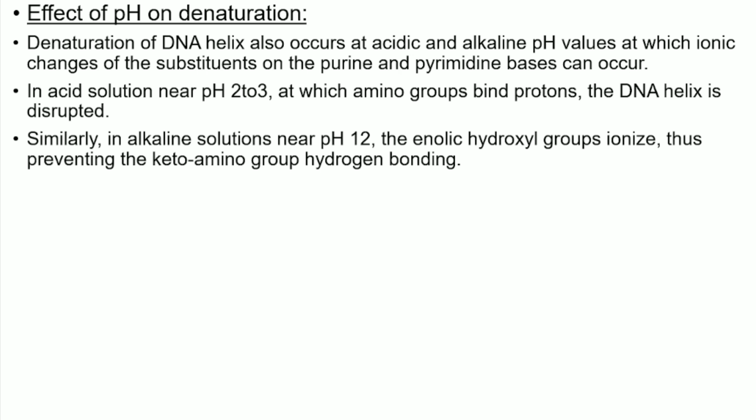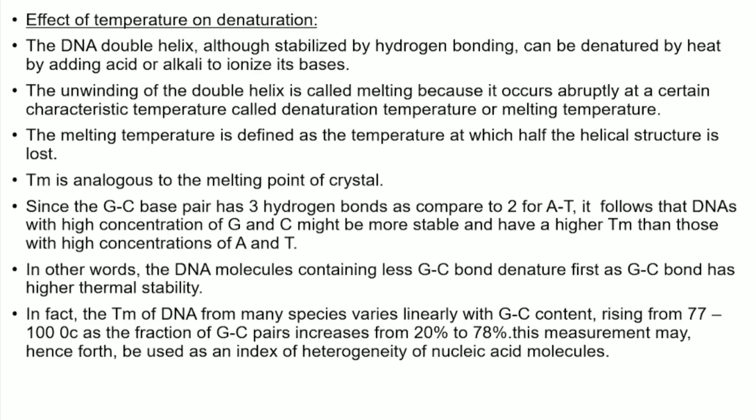The effect of pH on denaturation. Denaturation of the DNA helix also occurs at acidic and alkaline pH, at which ionic changes of the substituents on the purine and pyrimidine bases can occur. In acidic solutions near pH 2 to 3, at which the amino groups bind protons, the DNA helix is disrupted. Similarly, in alkaline solutions near pH 12, the enolic hydroxyl groups ionize, thus preventing the keto-amino group hydrogen bonding.